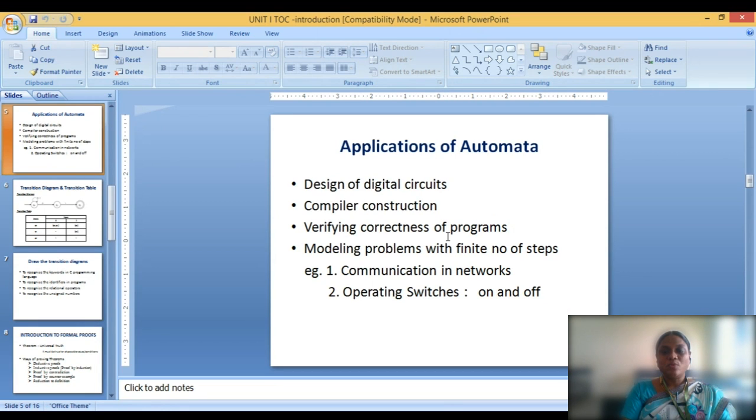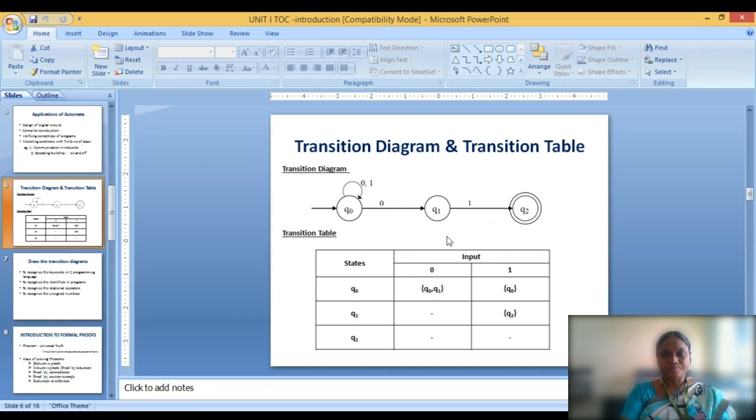So this is about the computation introduction, and next we come to the topic of applications of automata, where it is used. It is used in digital logic circuits, compiler construction, and modeling programs like communication in networks, operating on-off switches, etc. And then we also have some knowledge about transition diagram and transition table.